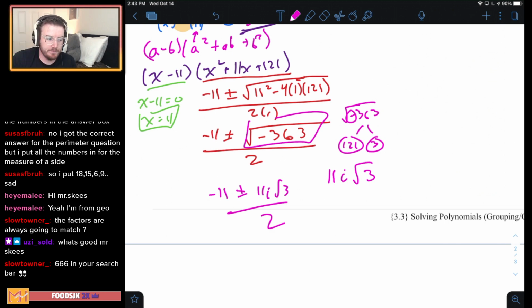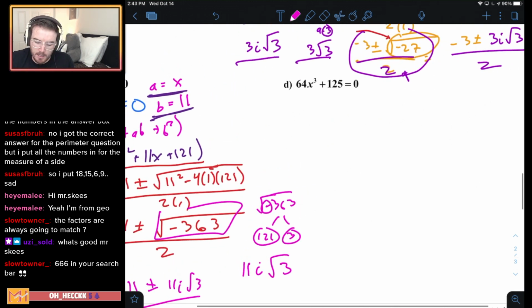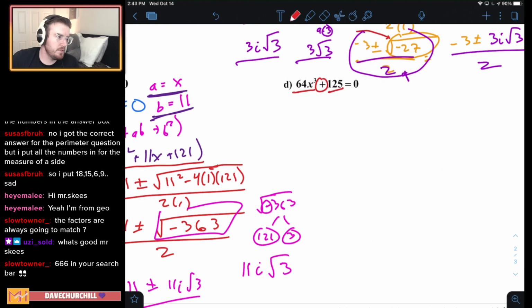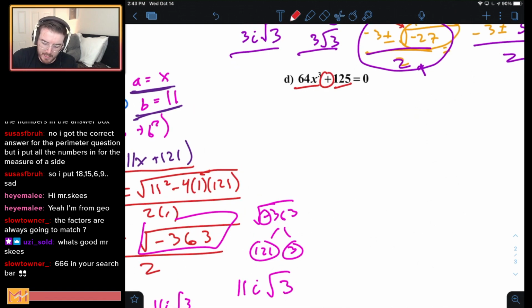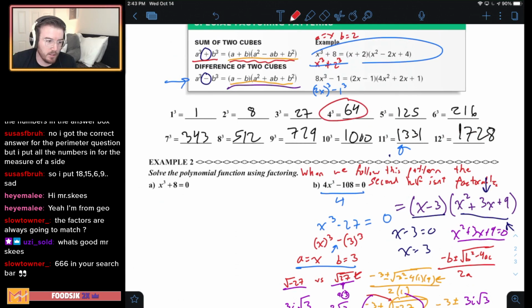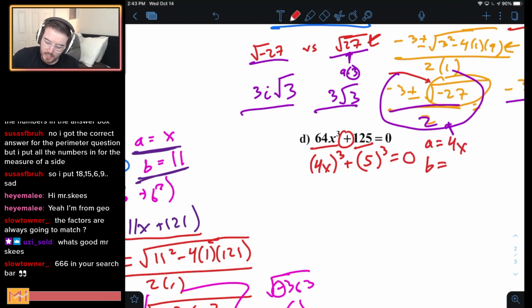All right, one more. This one is a sum of cubes. And this one's got some more numbers going on. We got 64, 125. Let's be careful with this. What is 64? 64 is 4 cubed. So this is 4x cubed plus 5 cubed. A is 4x, B is 5.